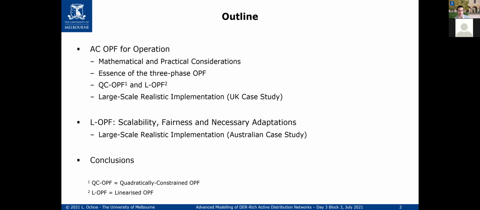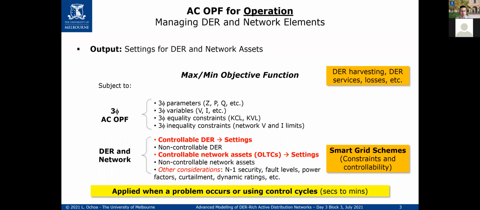These days, we're using the linearized OPF in my team for everything. It's proven to be extremely scalable, extremely fast, and we're very happy with it. So much that, of course, what we're going to discuss in terms of scalability, fairness, and necessary adaptations is all using the linearized OPF. That we will demonstrate with the Australian case study. For the comparison between the quadratically constrained OPF and the linearized OPF, we're going to use a UK case study as well, another quite large network. All right, so let's continue.